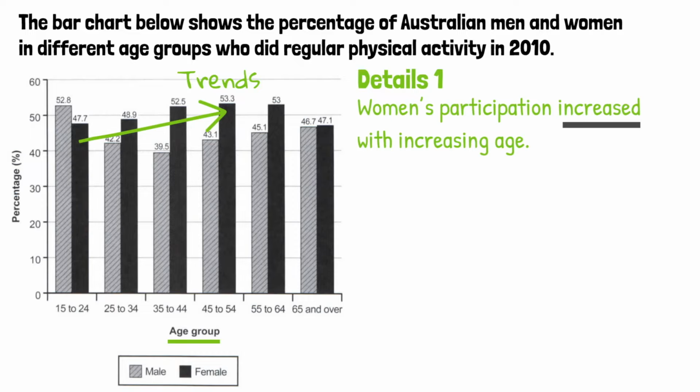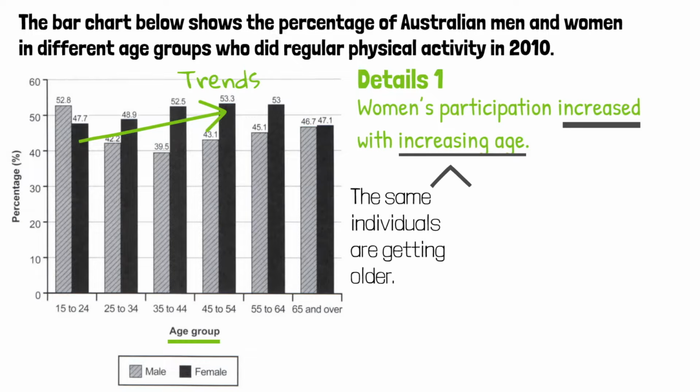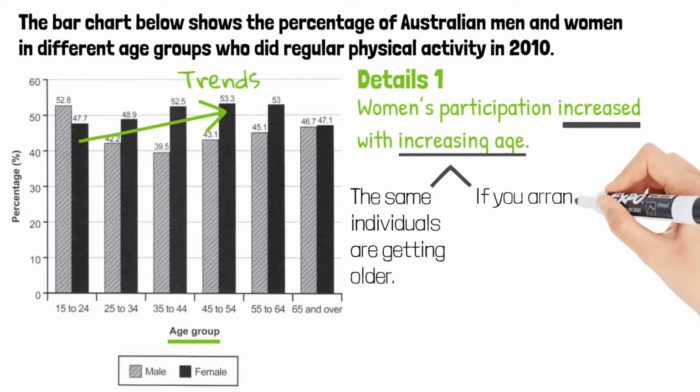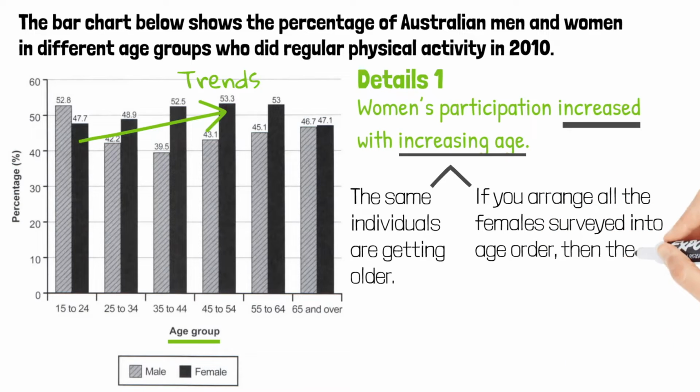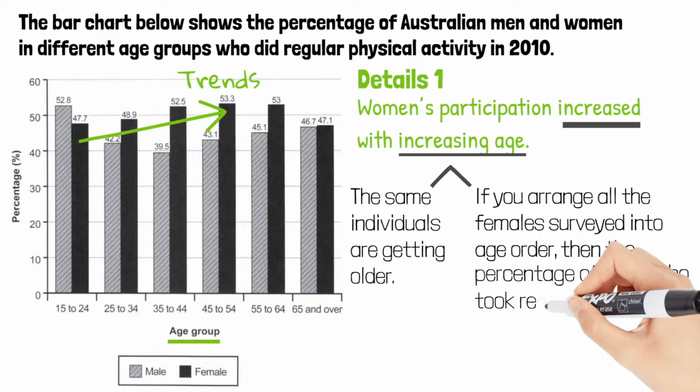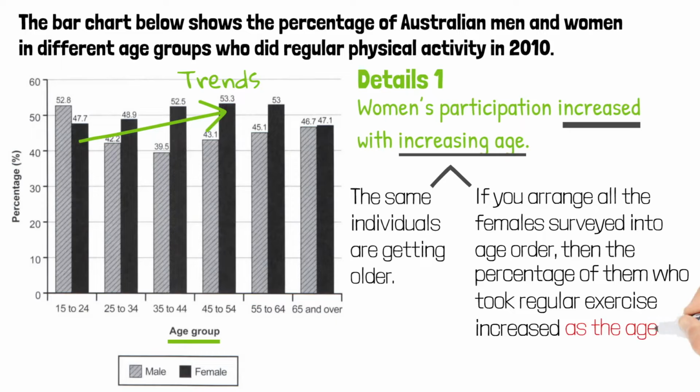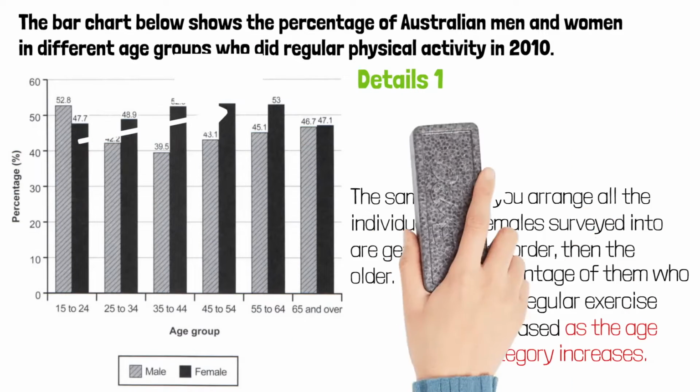There are also people who doubt the use of increasing age. They think it means the same individuals are aging or getting older. Of course, it can mean that, but it can also mean that if you arrange all the females surveyed into age order, then the percentage of them who took regular exercise increased as the age category increases. So now we know we need to describe trends, and we can use increasing age when describing trends.